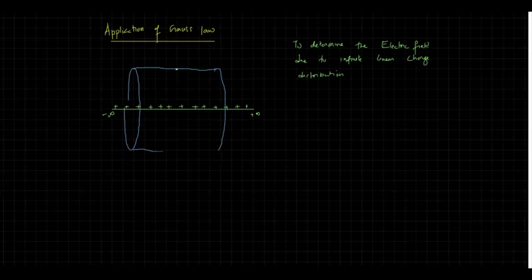Imagine this cylinder is going infinitely long, to whatever length I wish. So this is a cylinder, an imaginary Gaussian surface of length L, which we draw around this charged wire. Let lambda be the uniform linear charge density.